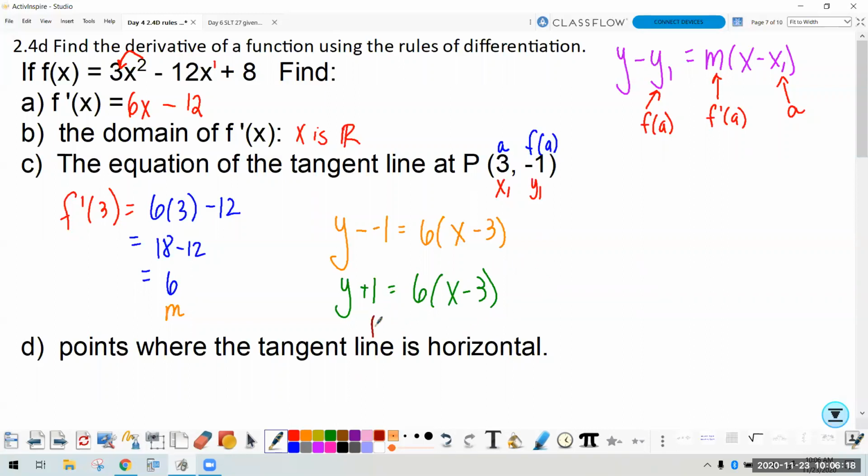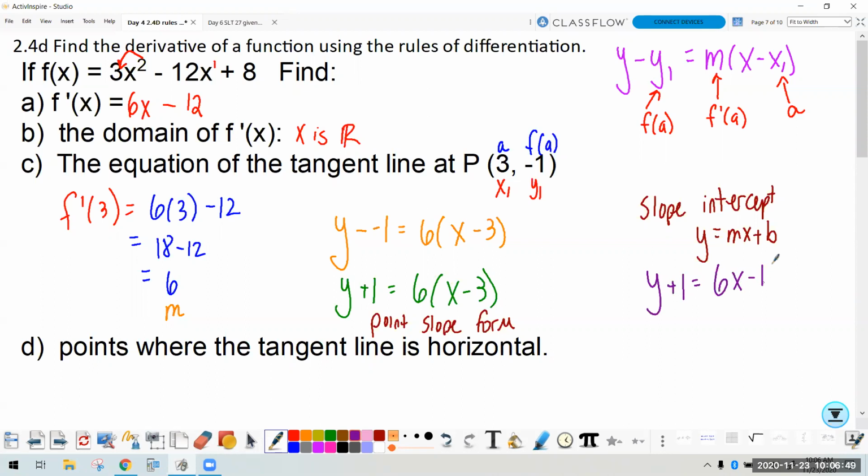So this is point slope form. If we wanted slope intercept, that's y equals mx plus b. I will always start with point slope form because all I have to do is isolate y to get slope intercept. I can distribute the 6, and then subtract the 1 over.